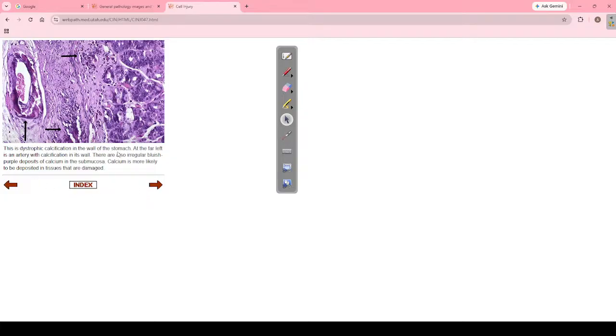Dystrophic calcification. There's also a condition in co-worker, which I think we'll get to. Dystrophic calcification is present in the wall of the stomach. You can see in here the fundus of it, and an artery with calcification is seen.